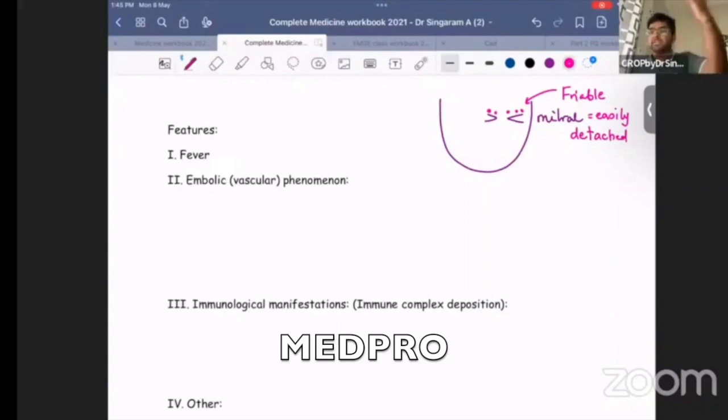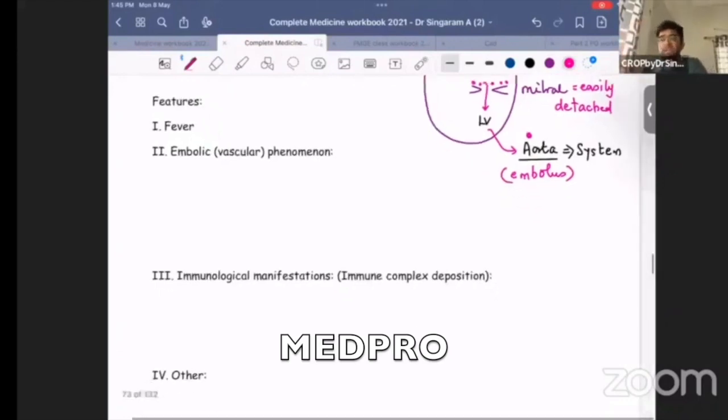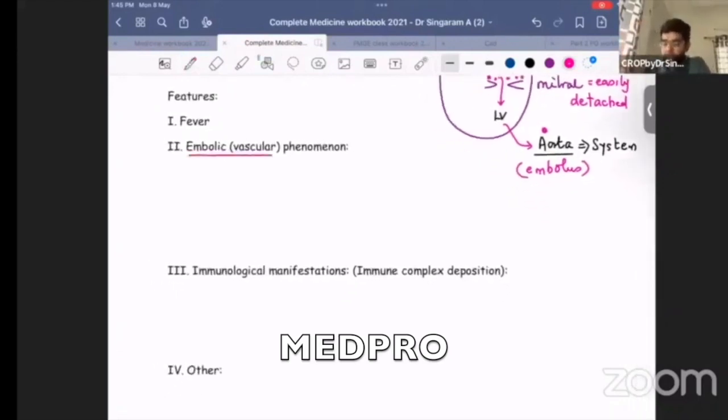So think like this. As the blood is flowing, they will detach from the mitral valve and enter into the left ventricle. And from the left ventricle, they can enter into the aorta, and through the aorta, into the systemic circulation. So this is the vegetation which is coming out into the aorta like this. It is something like an embolus, correct? So this embolus can go to different systems and can cause different manifestations. This is what we call the embolic phenomenon or the vascular phenomenon, because that is going through the blood vessels like the aorta and the systemic blood vessels.